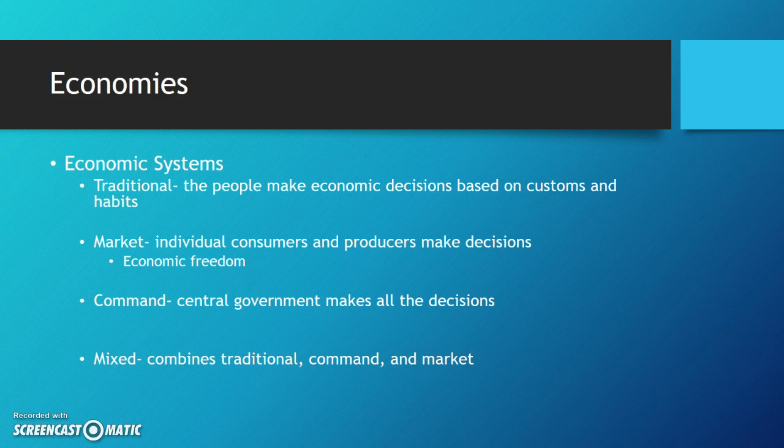Another type is a market economy, where the individual consumers and producers make the decisions. You basically have the economic freedom to do whatever they want. Then there's a command economy, where the central government makes all the decisions. So one person, the government, or a group of people will make all the decisions for the economy. And then there's a mix, which combines the traditional, the command, and the market. America is a mixed economy. It's close almost to a market economy, but there are some examples of all 3 in our economy. You're going to need to know that for class.